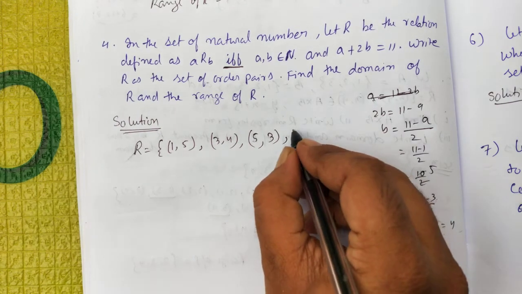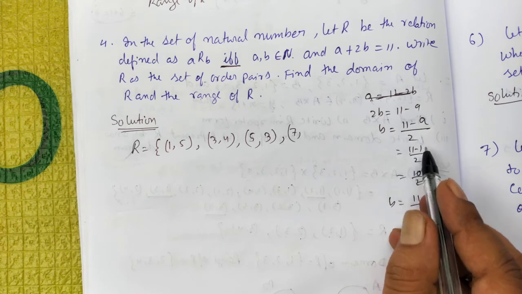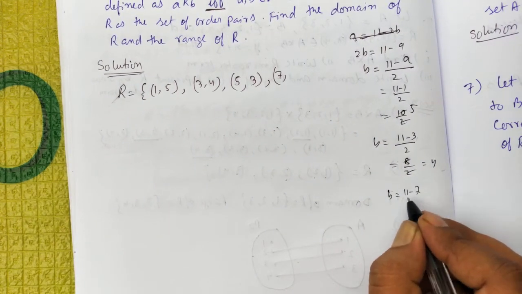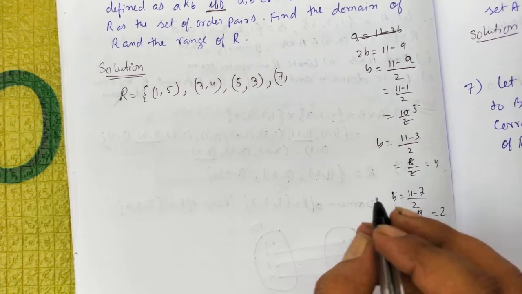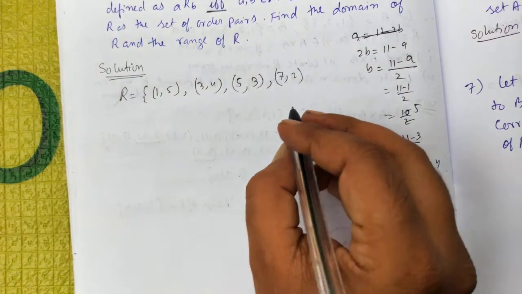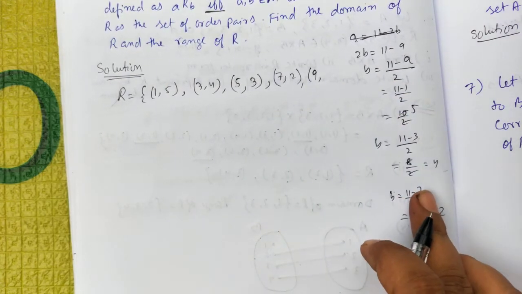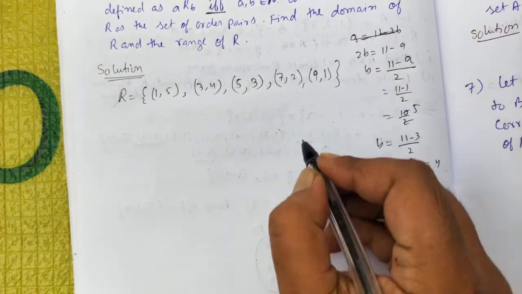If I put 7, 11 minus 7 is 4. And if we divide by 2, I'm showing here, see, B equal to (11 minus 7) by 2. That is 4 by 2. I get 2. 7 is 2. If I put 9, 11 minus 9 will be 2. And if you divide by 2, we get 1. So this is the relation, okay?